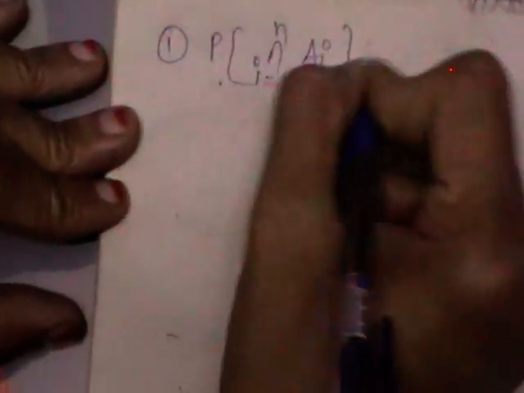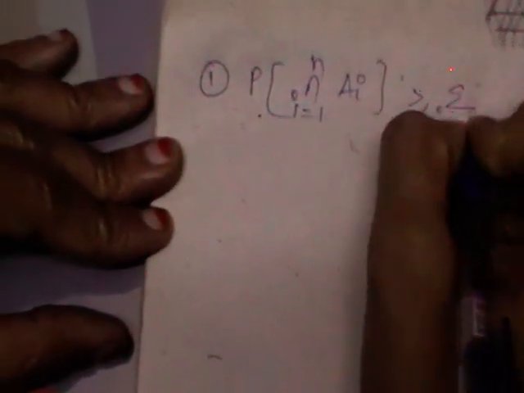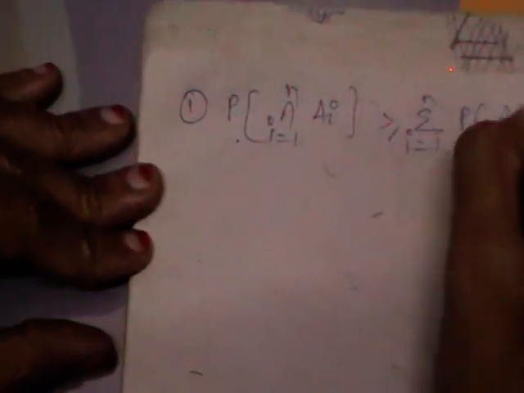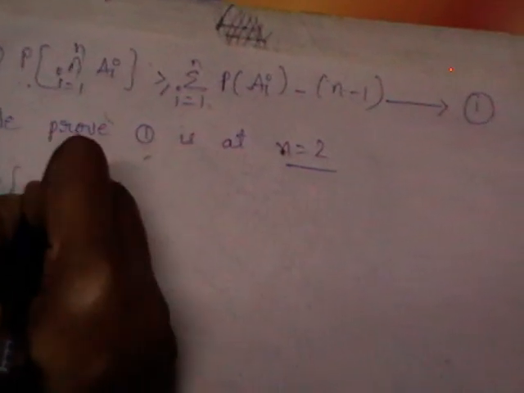Now I am going to consider the first statement. So what is the first statement? Probability of intersection i equal to 1 to n of Ai is greater than or equal to sigma i equal to 1 to n of P of Ai minus (n minus 1). Now, as I said, consider this as equation number 1. Then we prove that 1 is true at n equal to 2. So here you replace n with 2.